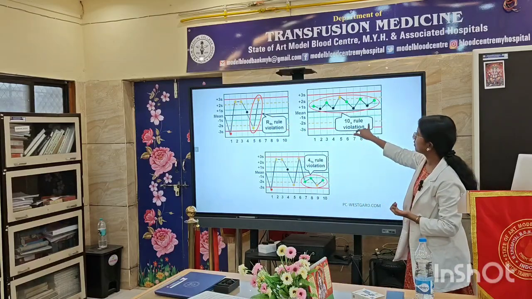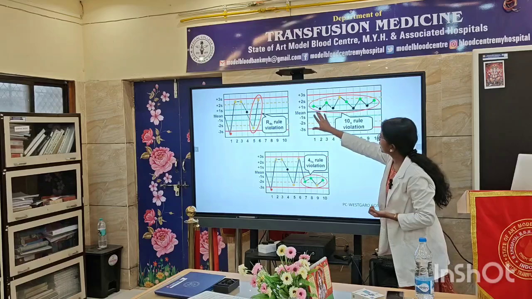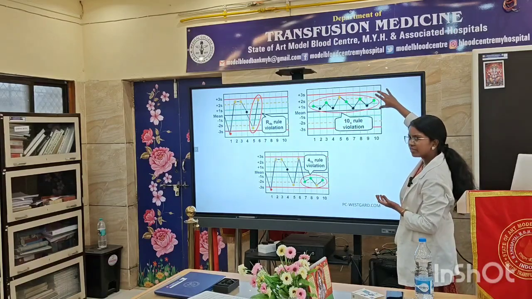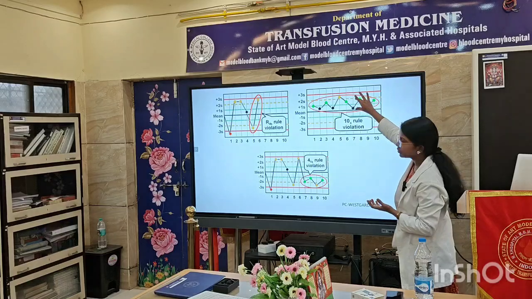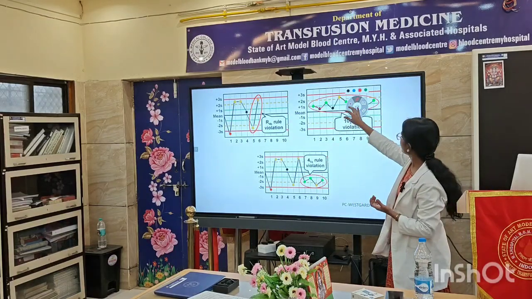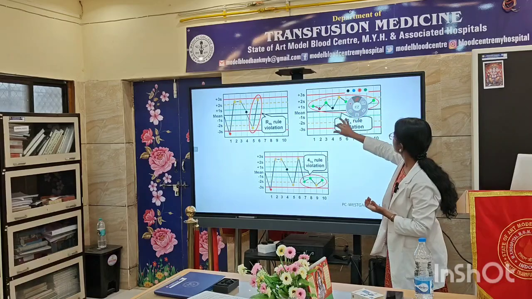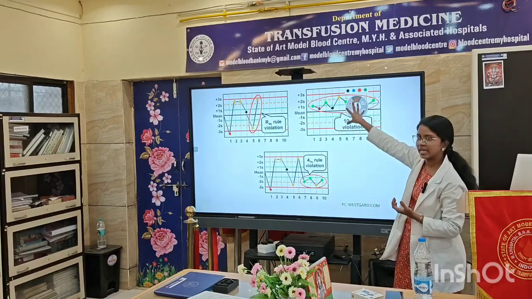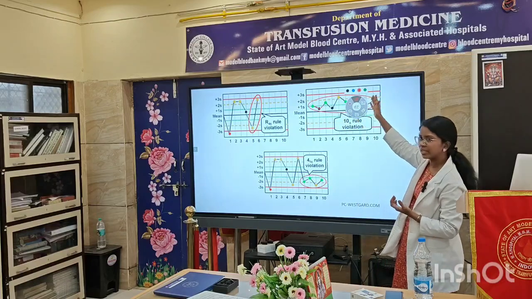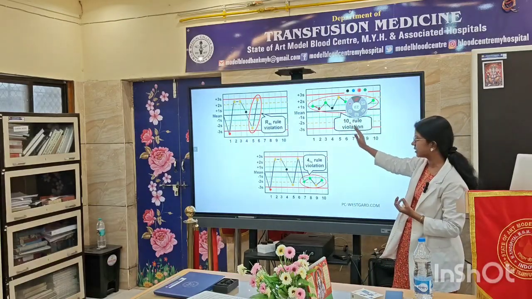Then the 10x rule violation. Here we are going to get points everywhere within a set of 1 or 2 standard deviation, so we are going to get n number of points within the same 2 standard deviation. N means at least 10 points we are getting. So this also we have to repeat the test.